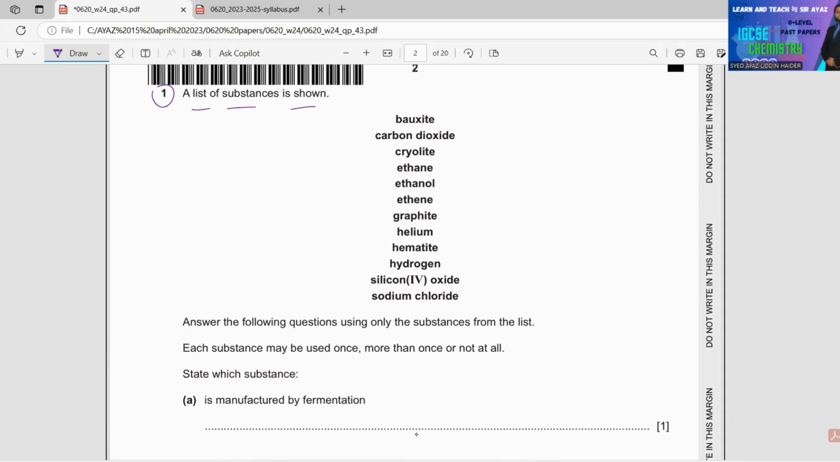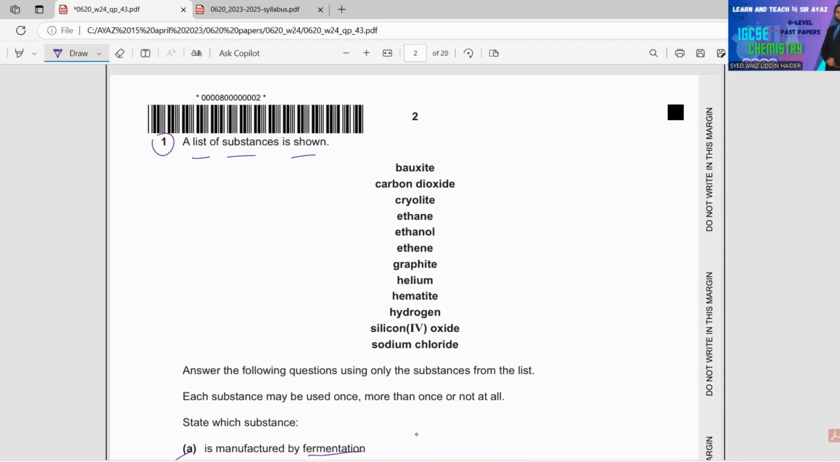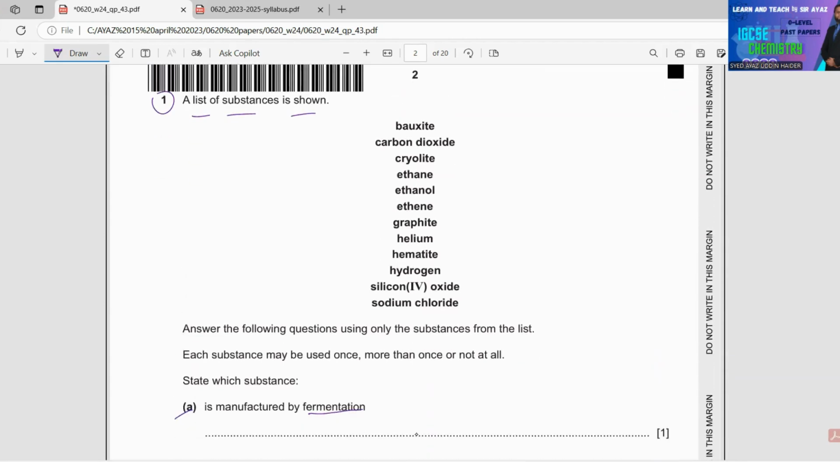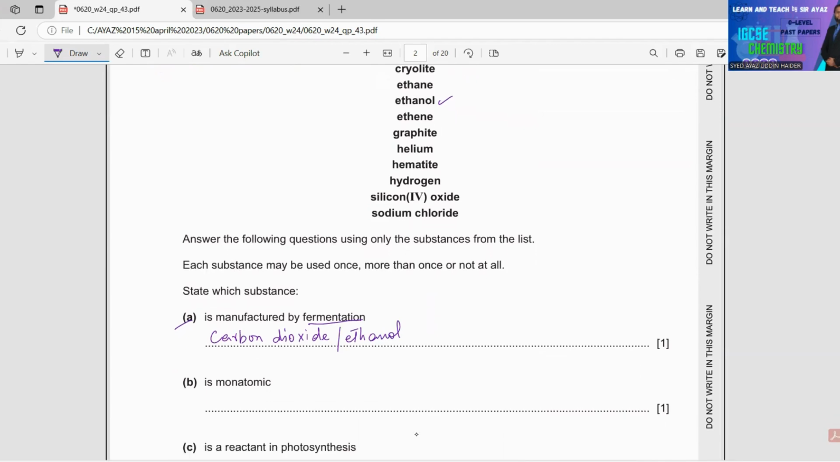State which substance is manufactured by fermentation. So during fermentation, glucose is fermented to produce ethanol and carbon dioxide. If you see the list, both carbon dioxide and ethanol are present in the list. So you can either write carbon dioxide or ethanol. Main product is ethanol. But both are the products of this reaction.